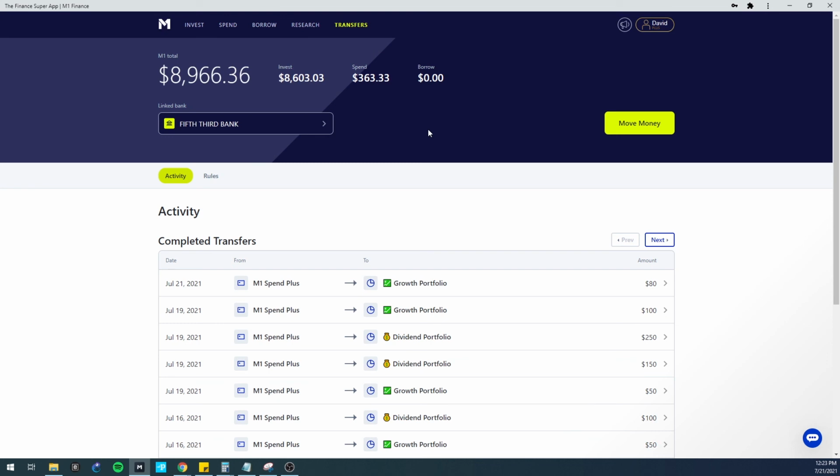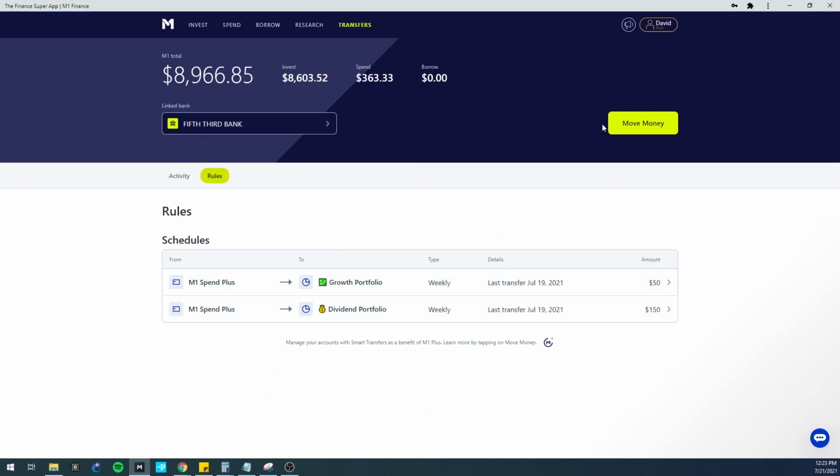Now, another part to M1 Finance is if you are a member of M1 Plus, and that is the smart transfer system.